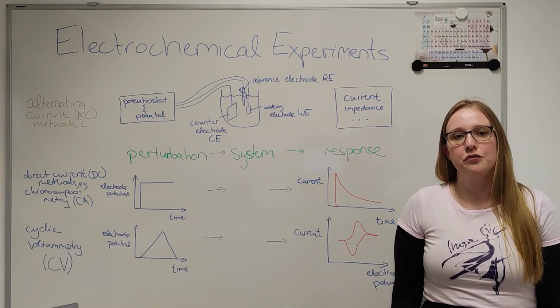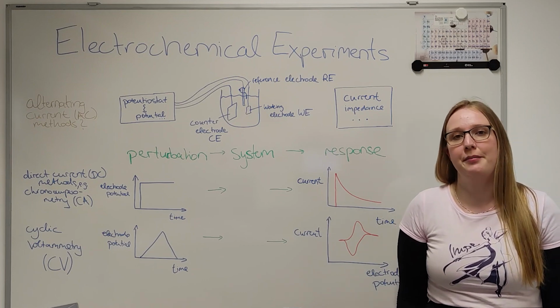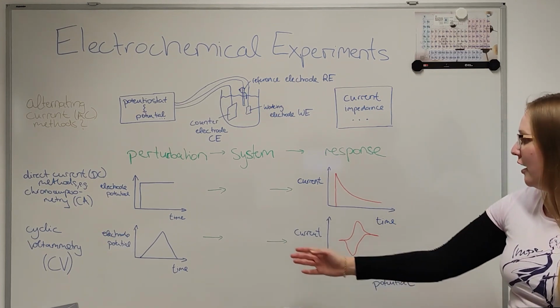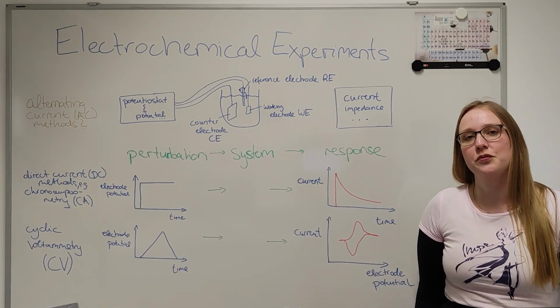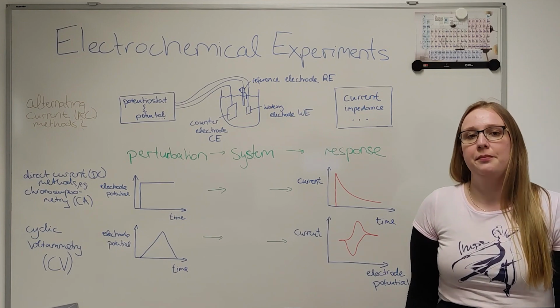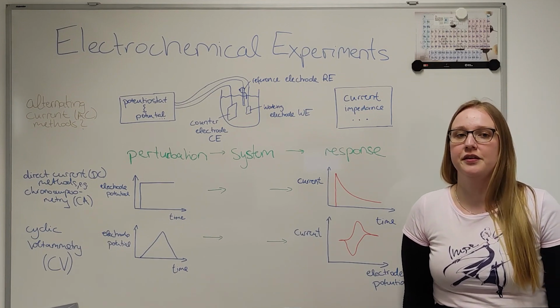For example, I can use chronoamperometry as a direct current method to discharge the electrochemical double layer of an interface to characterize it. We can also linearly vary the potential, such as in cyclic voltammetry, to investigate the redox potential of a redox couple in solution. The perturbation can also be an alternating potential, where we can use even different frequencies.